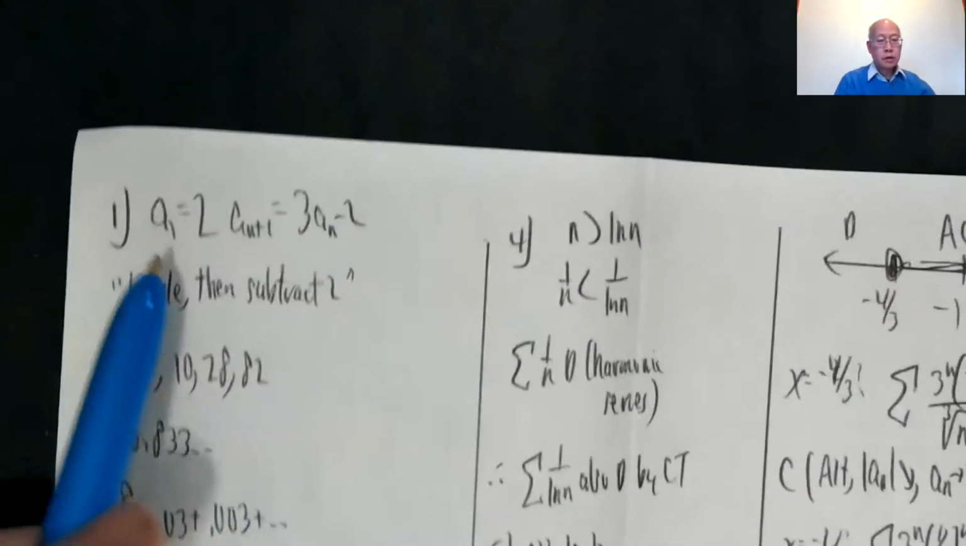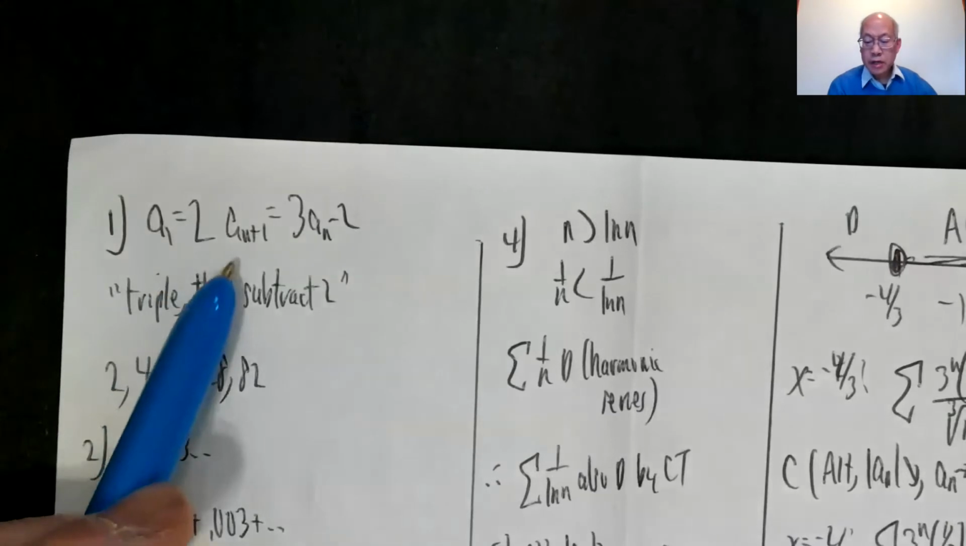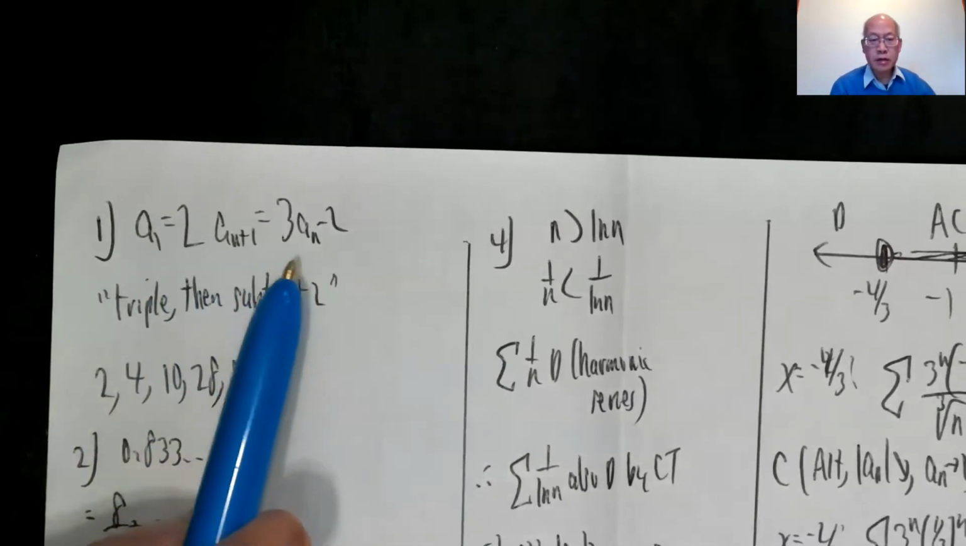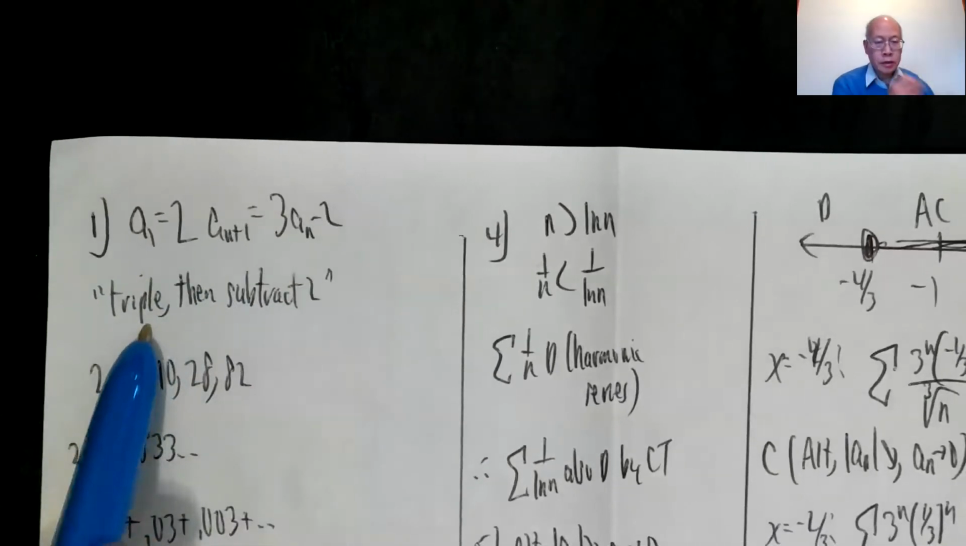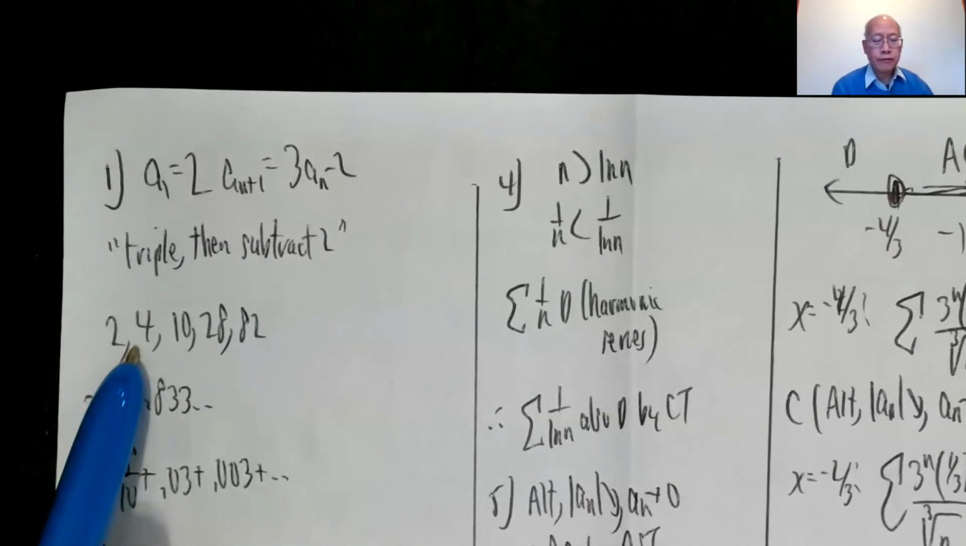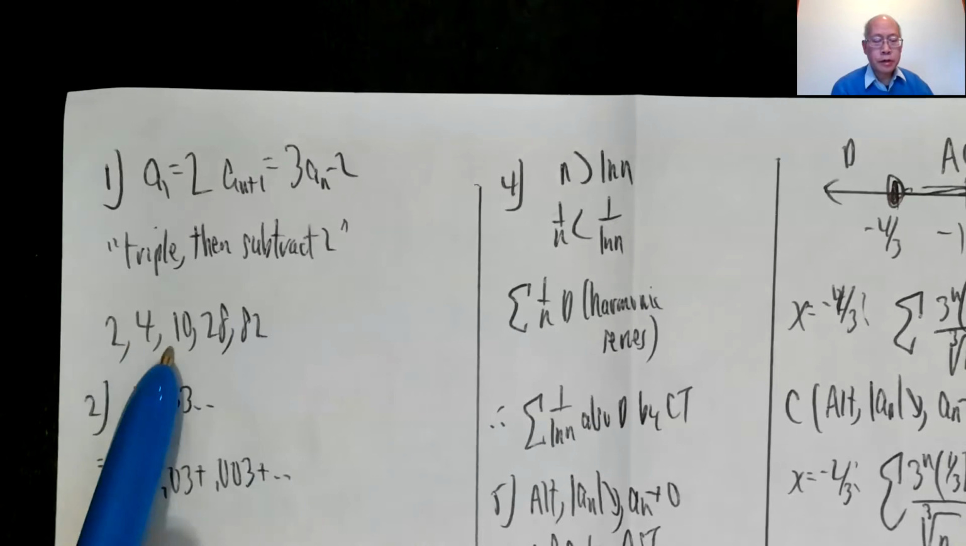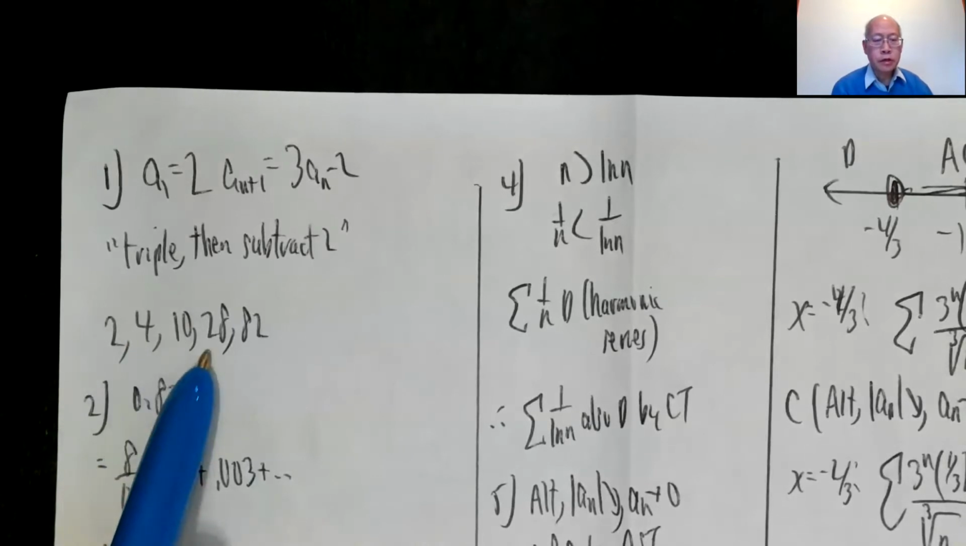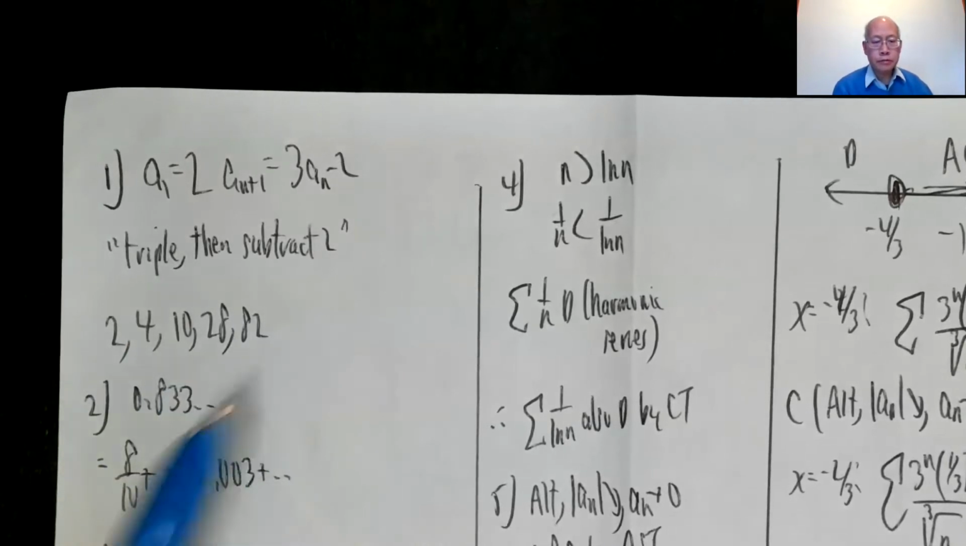Number 1: a sub 1 is 2, a sub n plus 1 is 3a sub n minus 2. You basically triple and then subtract 2. So start with 2, triple and subtract 2, you have 4; triple and subtract 2, 10; triple and subtract 2, 28; triple and subtract 2, 82.